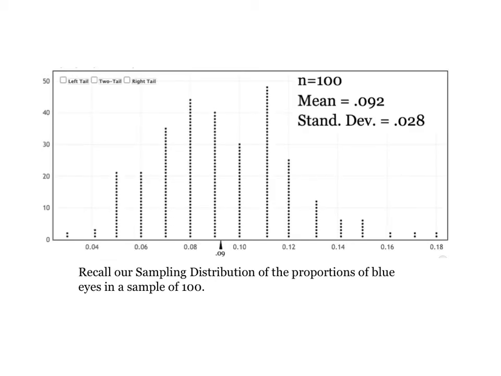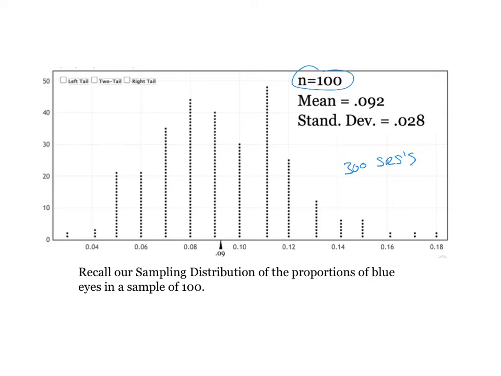Recall our example of taking a sample from the population of adults, and we were interested in what percentage had blue eyes. And we had this graph in our previous lesson. The sample size was 100. We took 300 random samples. Every dot on this graph represents one of those samples, and the dots represent the percentage of people in that sample that had blue eyes.